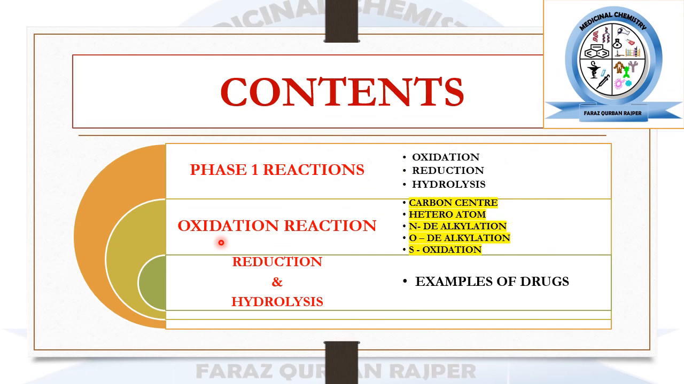These are the contents of this lecture. At the end of this lecture, you will be able to learn about the different types of phase 1 reaction, the different types of phase 1 oxidation reaction, that is the carbon center and heteroatom and their different types, and the reduction and hydrolysis reaction, and the different types of drugs that are metabolized by these types of reaction.